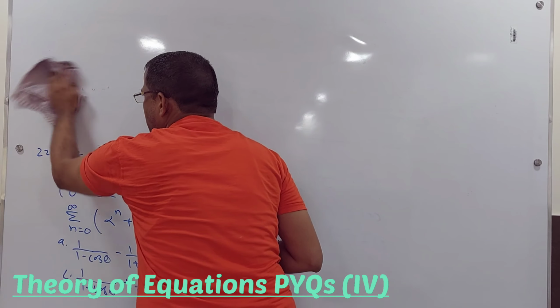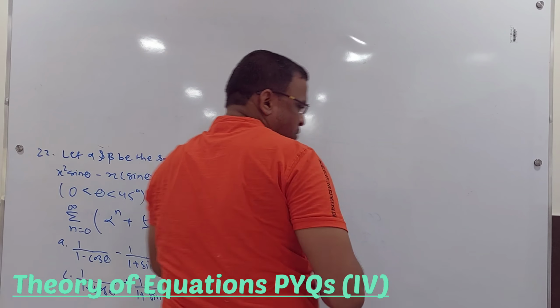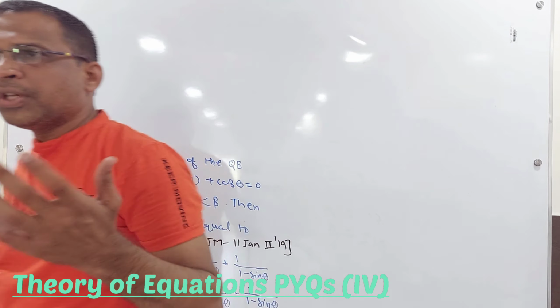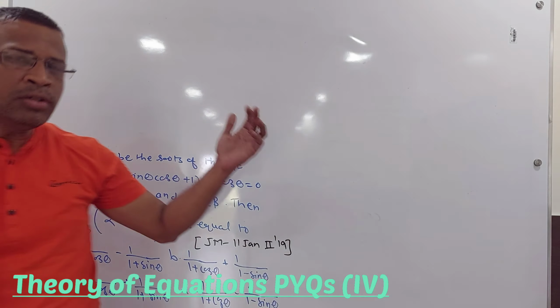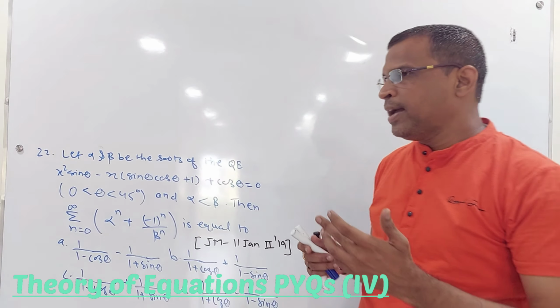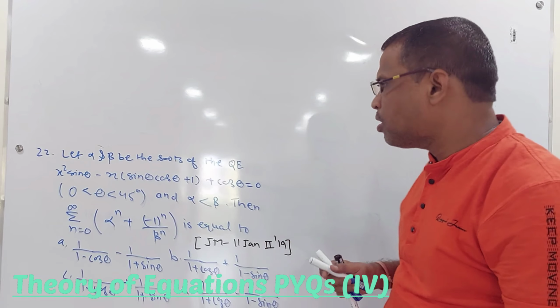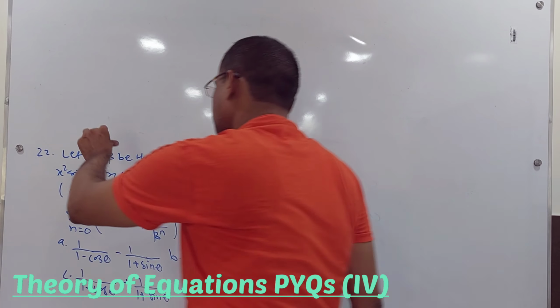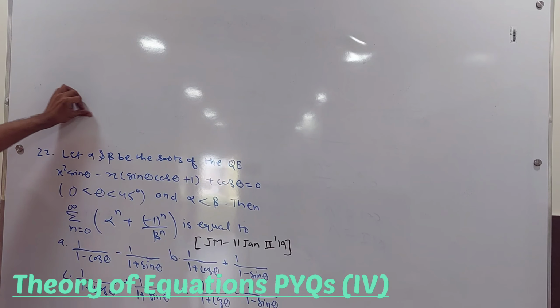We have seen one question earlier, with alpha 1, beta 1, alpha 2, beta 2, which involves the concept of quadratic, trigonometry, and a little bit of log also in that question. Now this is a very, very important question. This is very, very important.